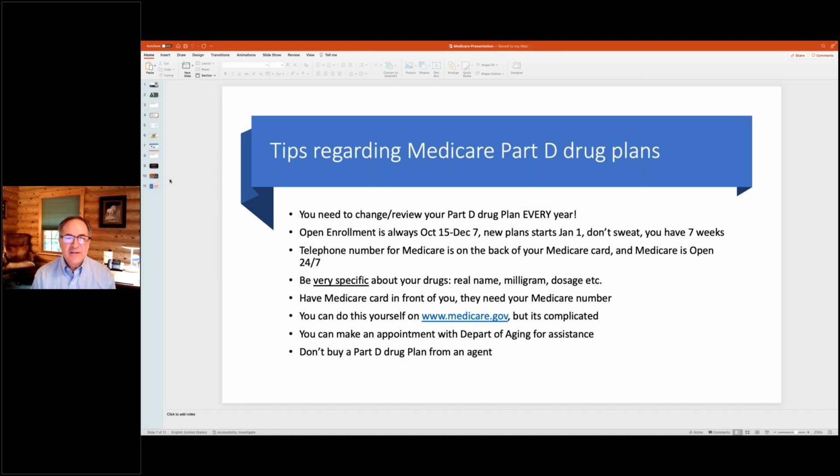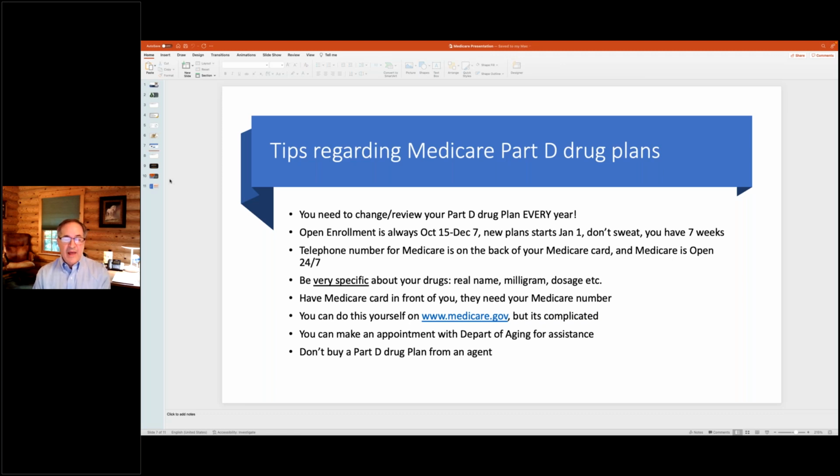When you do talk to these guys at Medicare, be very specific about your drugs. I can't overemphasize that. Meaning, if you're really taking Lipitor, then it's Lipitor. But if what you're really taking is the generic version of Lipitor, which is atorvastatin, tell them it's atorvastatin. And what's the milligram? What's the dosage? Do I take a pill a day or 2 pills a day or whatever it is? Be very, very specific.